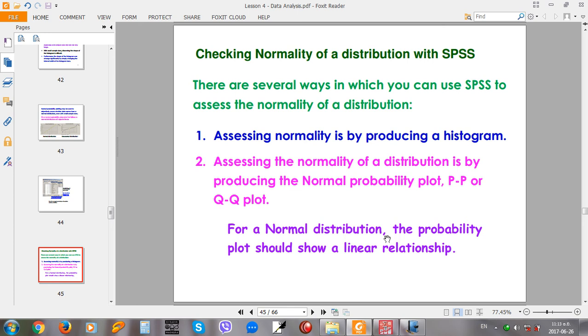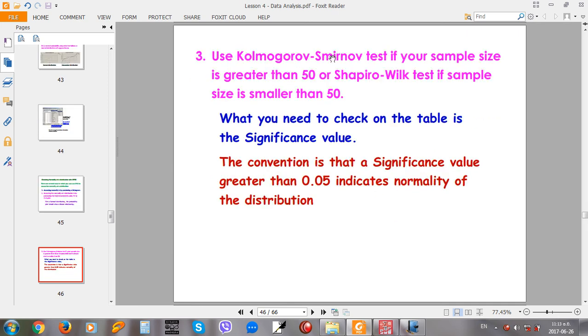I explained, if it is normal distribution, the relationship is linear, right? The one is the histogram, the other one is the PP or QQ plot. The third one is the Kolmogorov-Smirnov test, if the sample size is greater than 50, or the Shapiro-Wilk test, if the sample size is smaller than 50. So there are two tests. So you can use the Kolmogorov-Smirnov test.